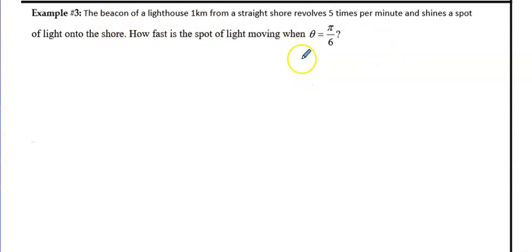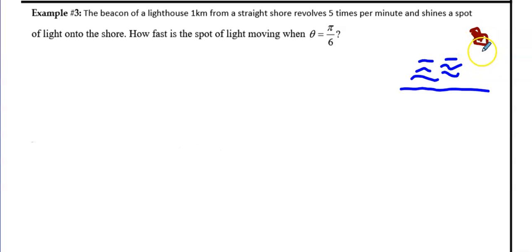So let's go ahead and read the question and draw ourselves a little picture and see what we can do with this question. So this is a beacon of a lighthouse 1 kilometer from a straight shore. All right, so let's go ahead and draw our shore, which probably should be a different color, but whatever. So we have water here, water. And so out here, on this little island right here, we have ourselves a lighthouse. It doesn't have to be perfect. So this is going to be 1 kilometer, straight shore. So this is where our sand is, I should say.